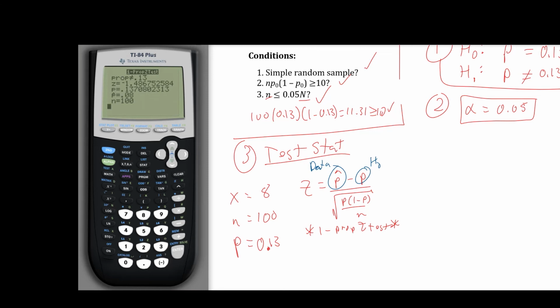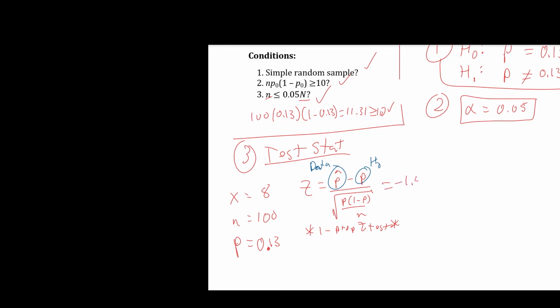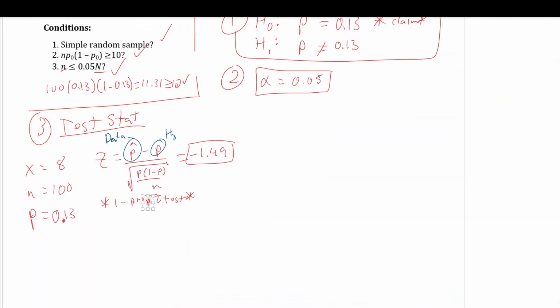We have a test score of negative 1.48, and that's fine because our sample proportion was 8% and the population proportion was 13%, so when we subtract those numbers we get something negative. Now the p-value comes out to be 13%, which is larger than our alpha. We'll talk about that in step 4. So that's a complete step 3.